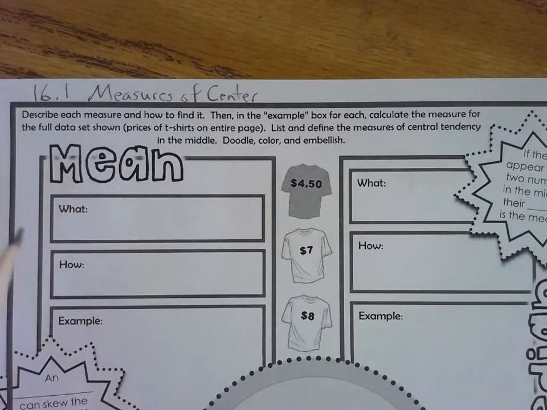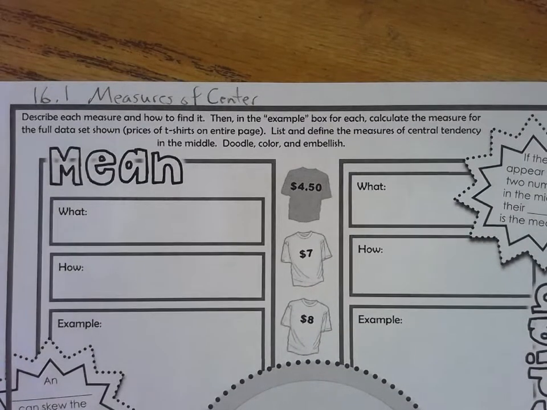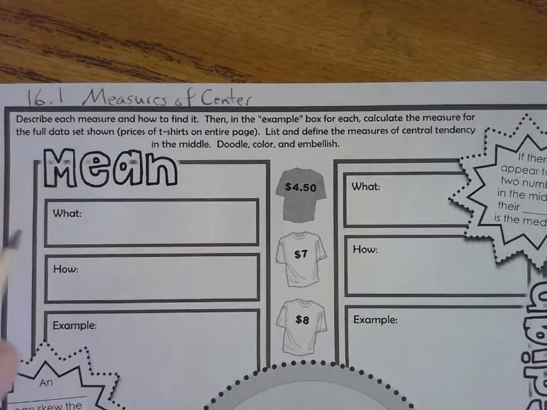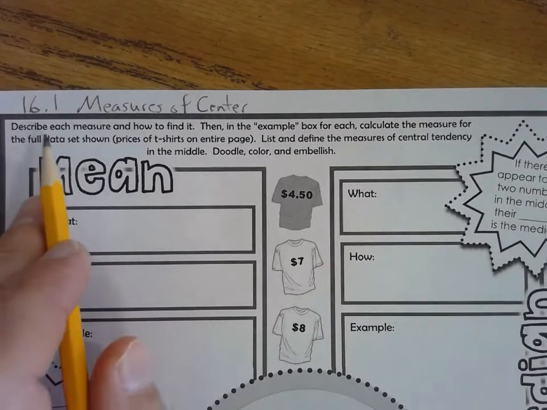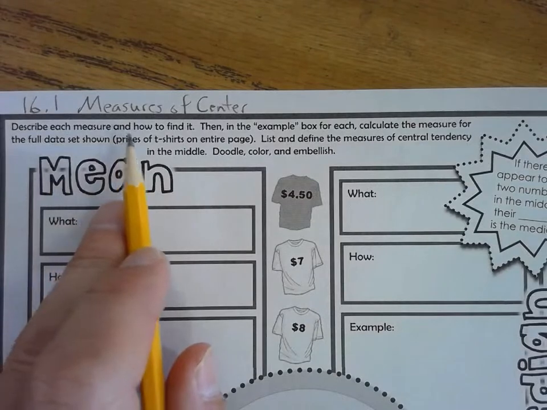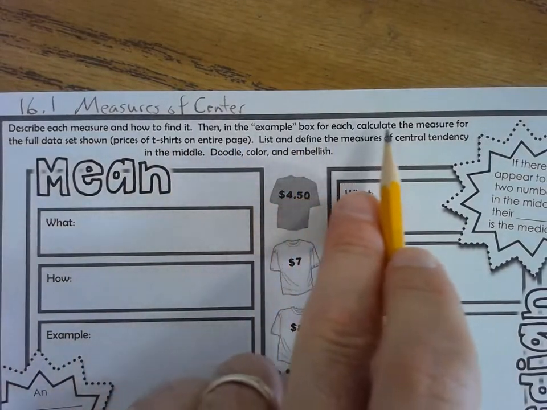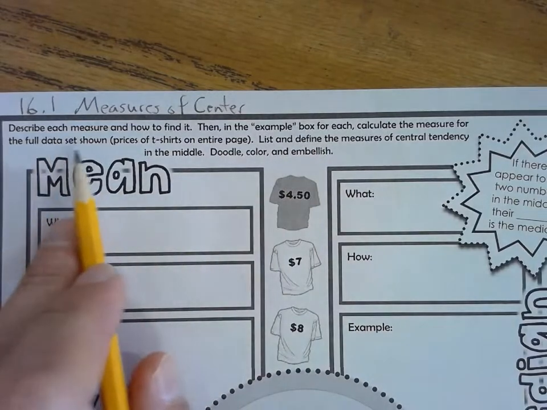Hopefully you have some time at the end of the video so that you can color this in and make them look good. Alright, so first thing, let's read through the top part here. Describe each measure and how to find it. Then in the example box for each, calculate the measure for the full data set shown.